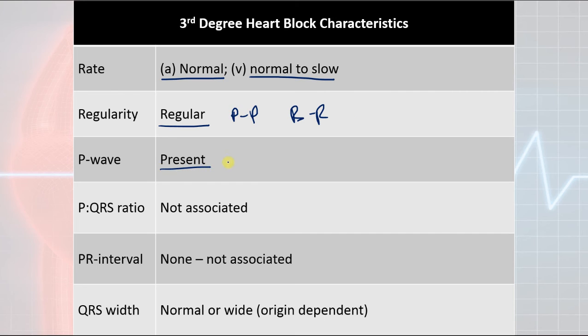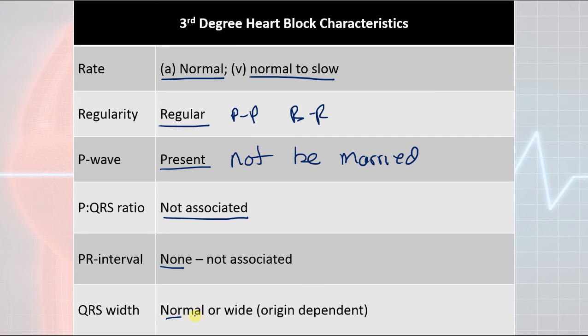P waves are present, but they will not be married. Not even a little bit. If it looks like they are, then it's just a coincidence. The P to QRS ratio does not exist. PR interval, there isn't one. If the P wave does not cause the QRS complex, then you cannot have a PR interval.